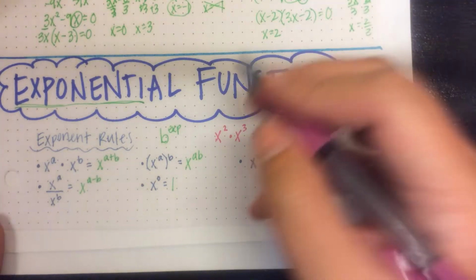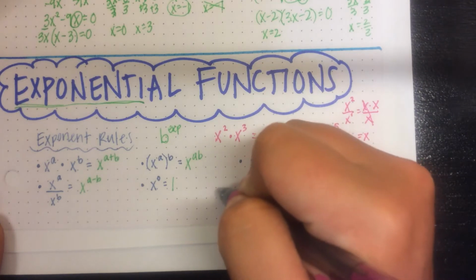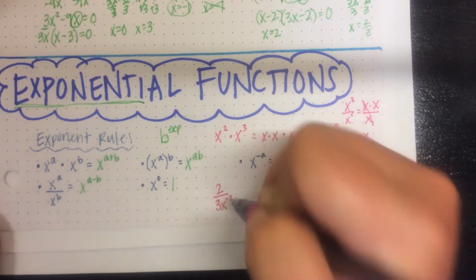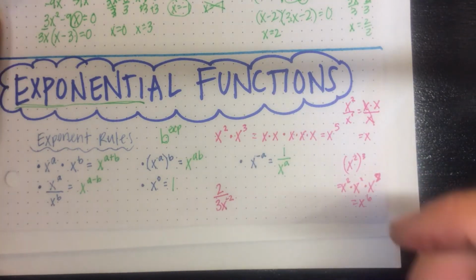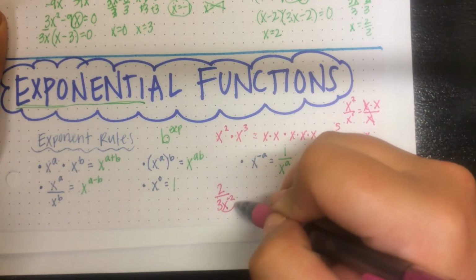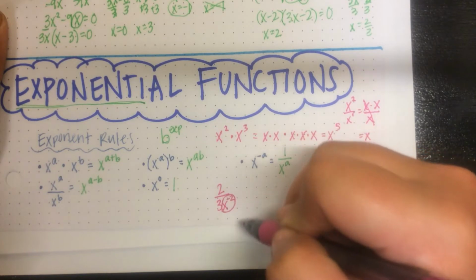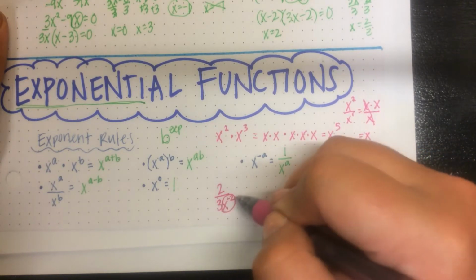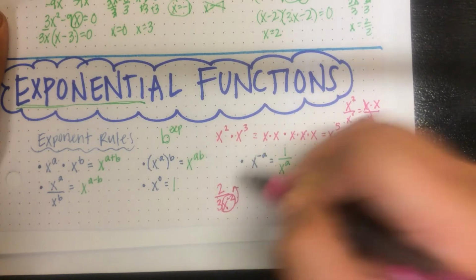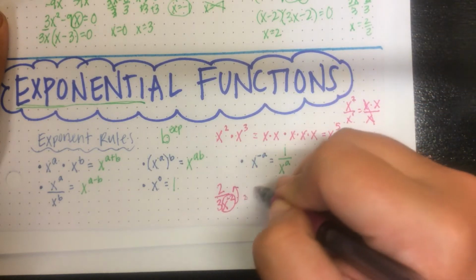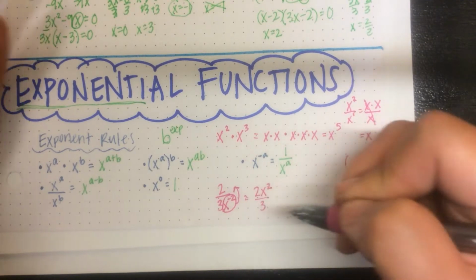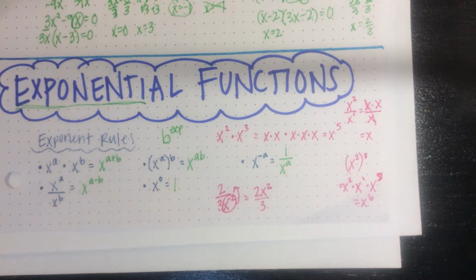So like if I had, we'll say, 2 over 3x to the negative 2. I can't leave that negative 2 on the bottom. So I'm going to take the x to the negative 2. Now only the x, because 3 doesn't have that exponent. They're different. But I'm going to take my x and move it up. So this becomes 2x to the positive 2 over 3. So that's probably our trickiest one, working with those negative exponents, okay?